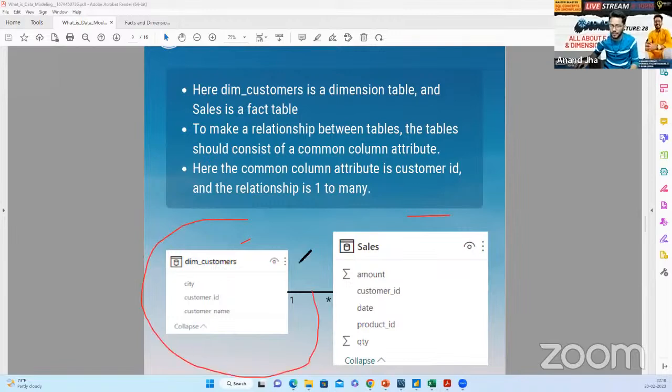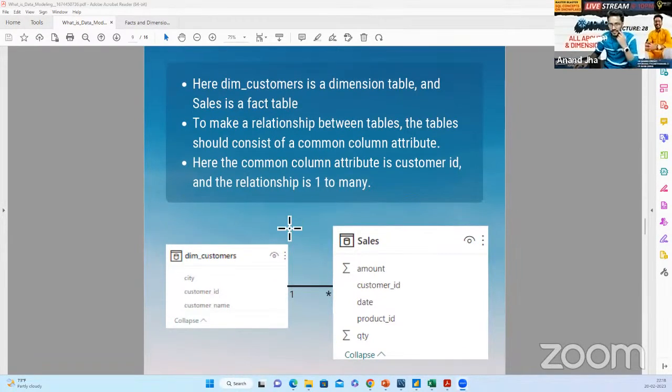So this is your dimension table, and this is your fact table, and they are linked, dimension and fact, through one to many. Star means many. One to many. Okay? Let's see the next thing.